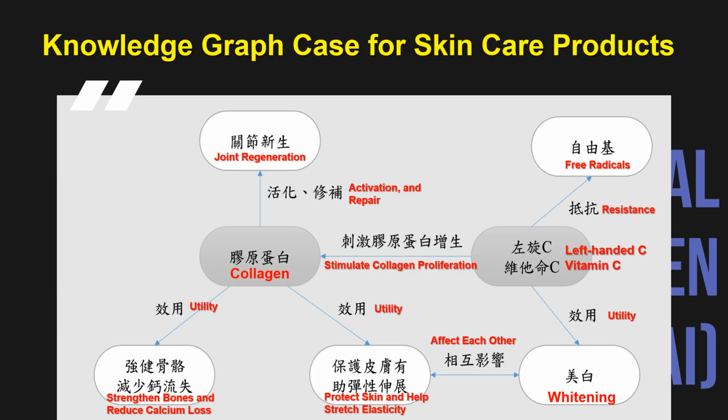And it's a knowledge graph for skincare products, cosmetics. So in here they call it collagen, 胶原蛋白. You can do activation, repair, so you will get joint regeneration. Let me ask you, what is the joint? Where is the joint? Here, right? Joint regeneration, collagen.